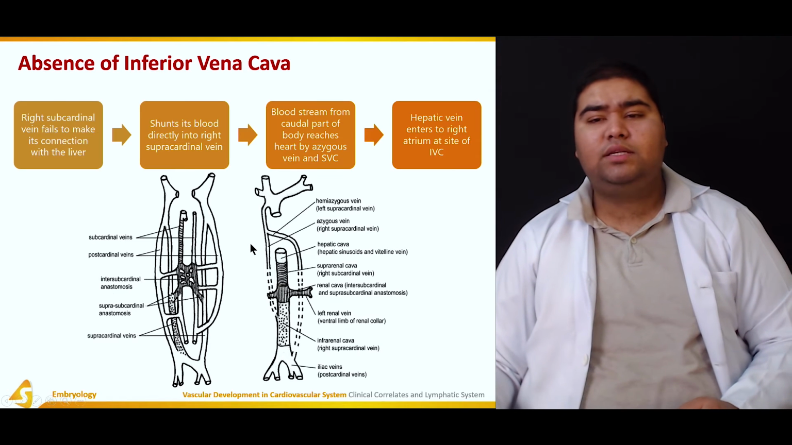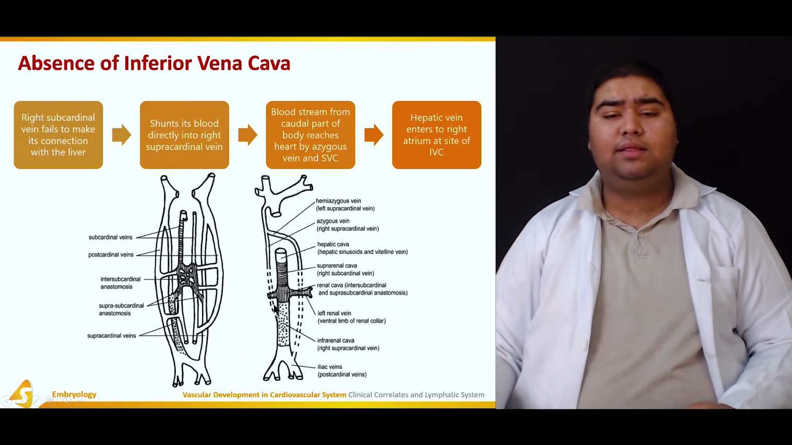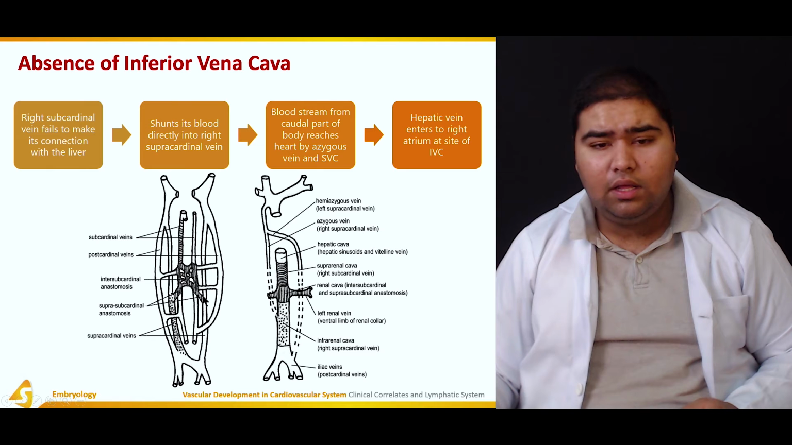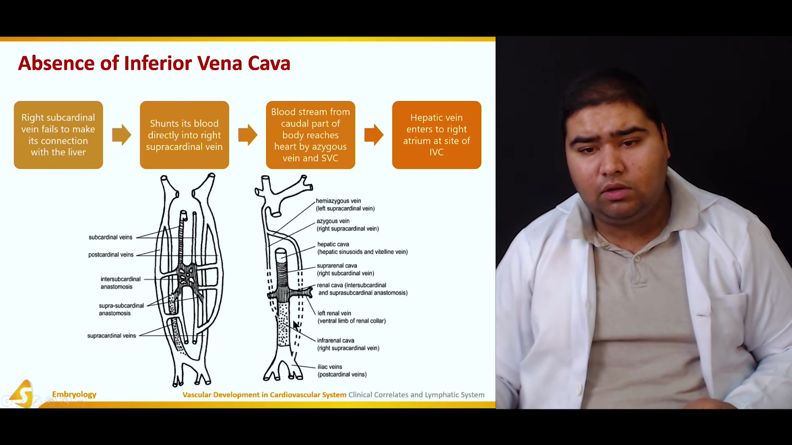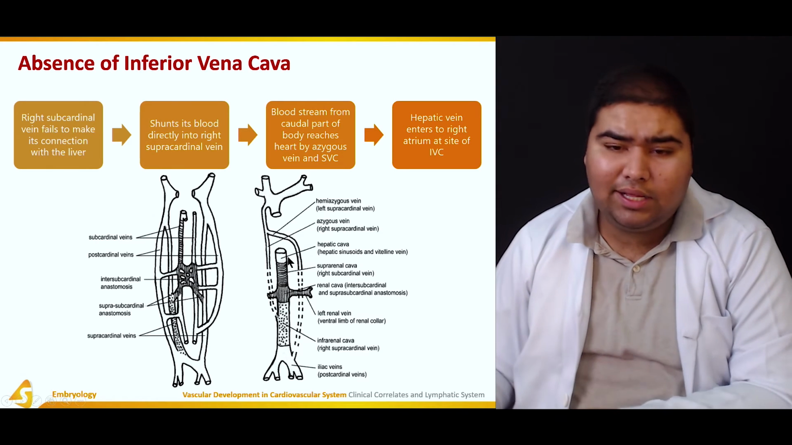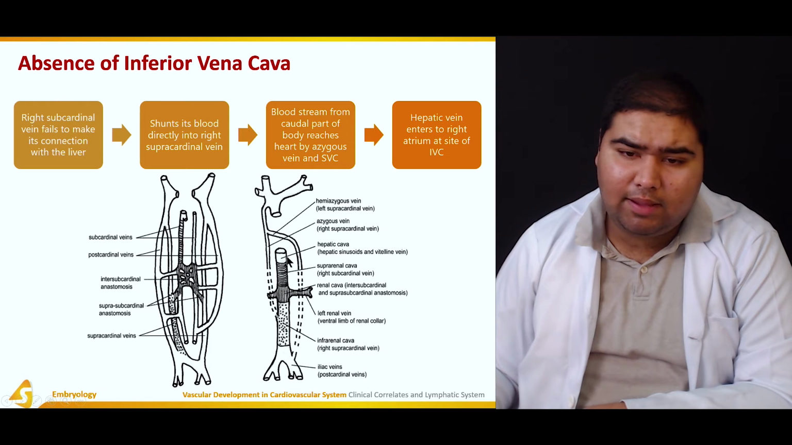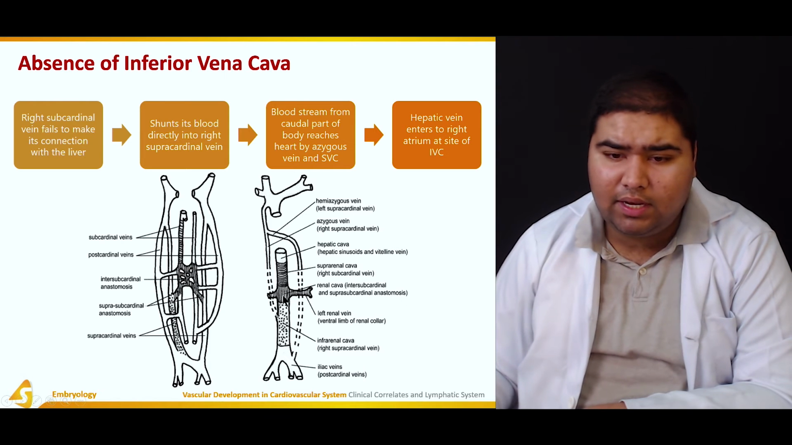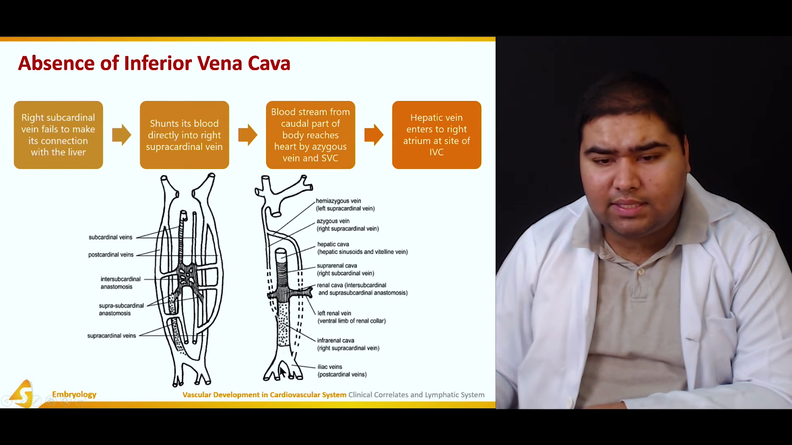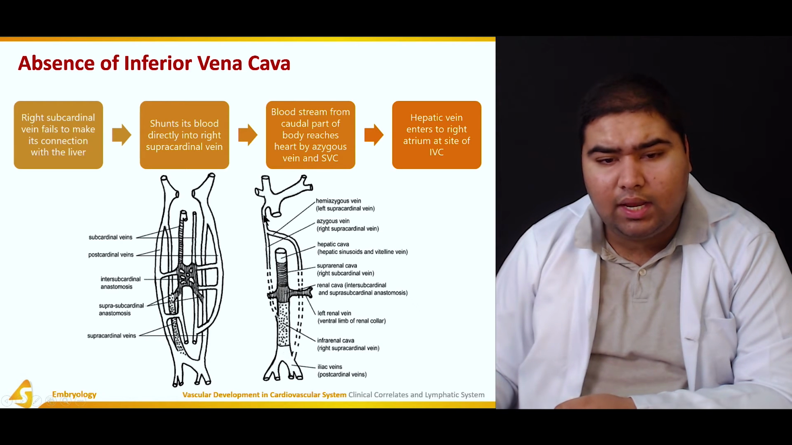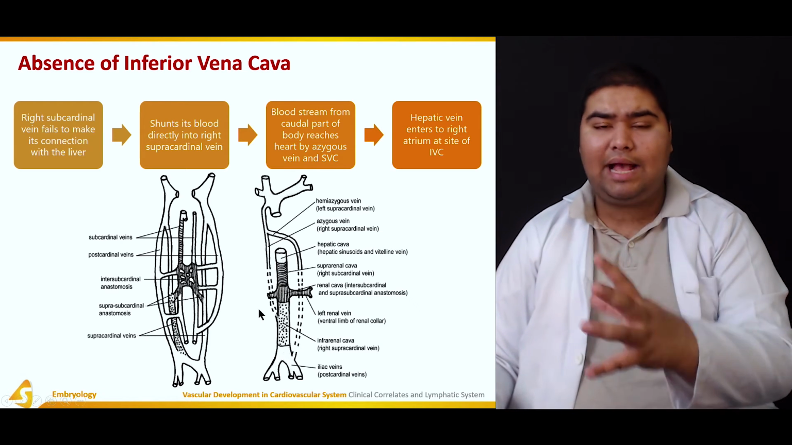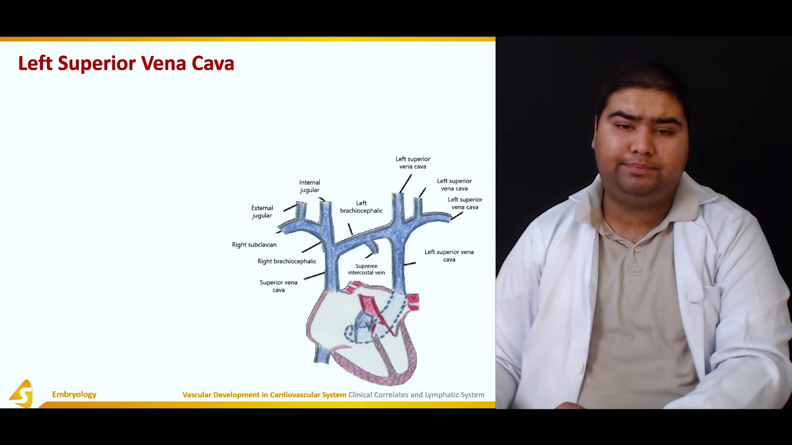So the hepatic vein enters into the right atrium of the heart. So this is a normal vena cava. This is the hepatic segment, then this is the renal segment, this is the infrarenal segment, and this is the iliac segment. So here a proper anastomosis did not take place. So now the blood is being carried to the superior vena cava with the help of this azygous vein, and there's absence of the inferior vena cava.